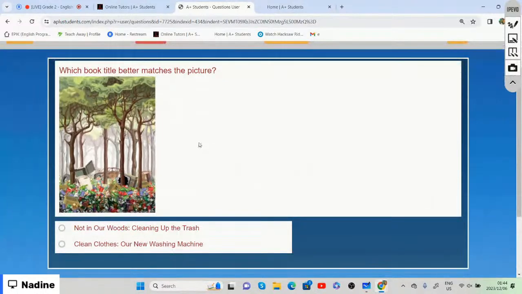And which book title better matches the picture? Is it Not in Our Woods Cleaning Up the Trash? Or is it Clean Clothes, Our New Washable Wear Machine? Sorry, washing machine, sorry. So is it Not in Our Woods Cleaning Up the Trash?